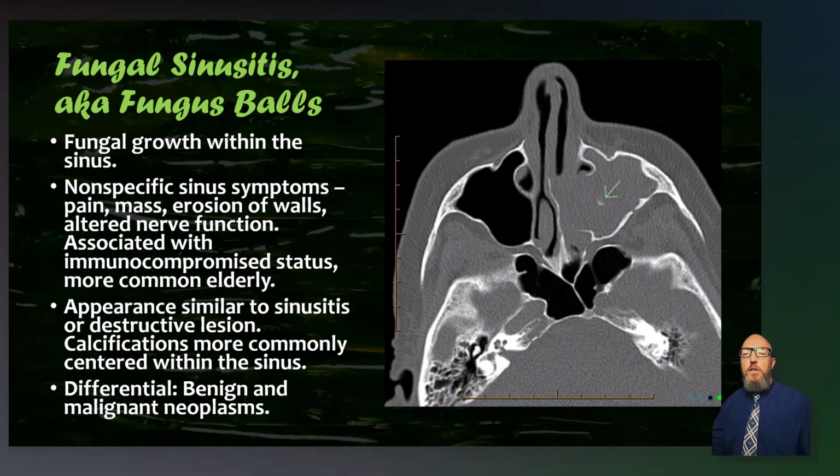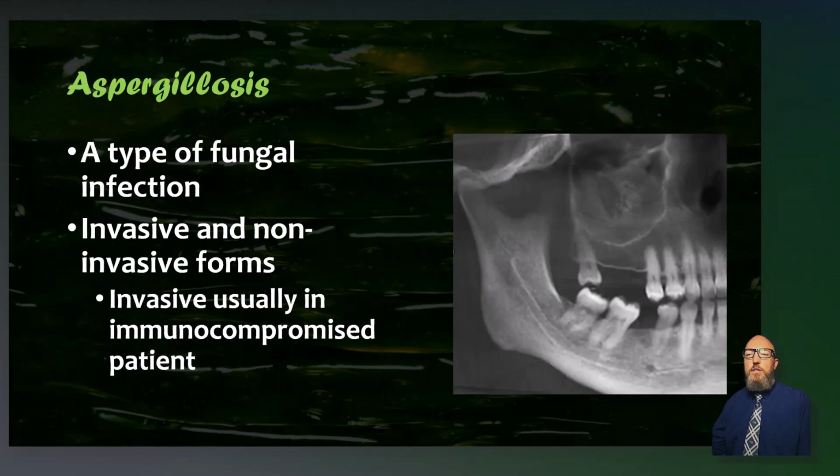The differential does include both benign and malignant neoplasms. Aspergillosis is just a certain type of fungal infection with invasive and non-invasive forms. The invasive form typically occurs in immunocompromised patients. In this case, we see an opacified right maxillary sinus with those internal centralized calcifications indicative of a fungus ball or fungal sinusitis, in this case, aspergillosis.